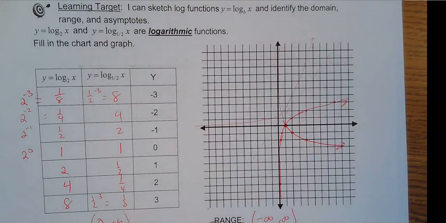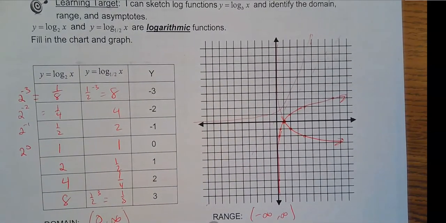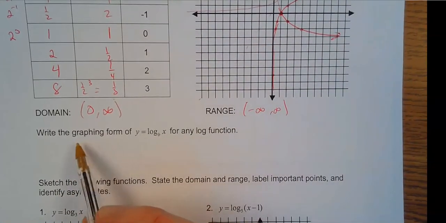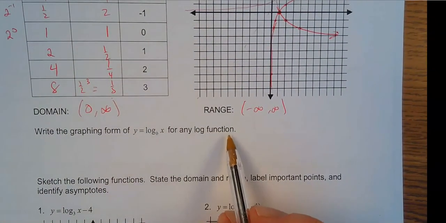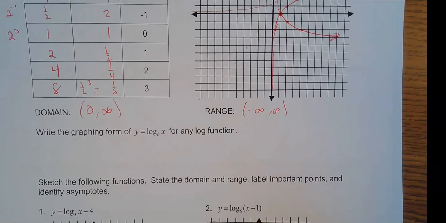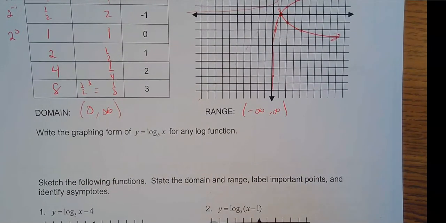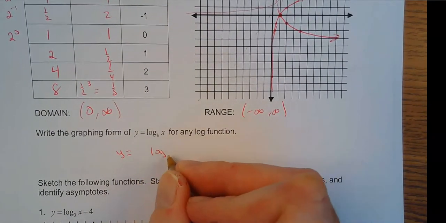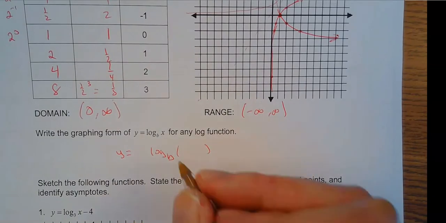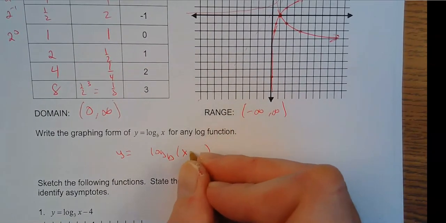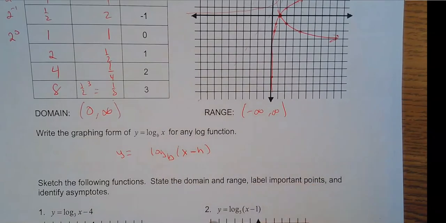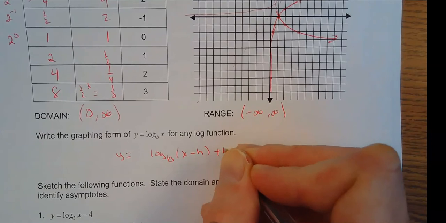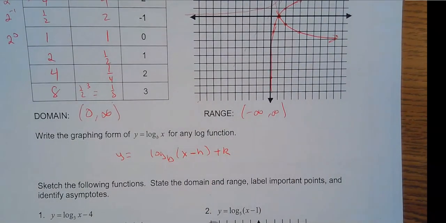But write the graphing form of y equals log base b of x for any function. We're really just taking y equals log base b of, and then x. Well, if there's a number with the x, if I put minus h, that's going to be left or right, opposite of what you think. If I put a plus k on the end, it's up or down. It is what you think.